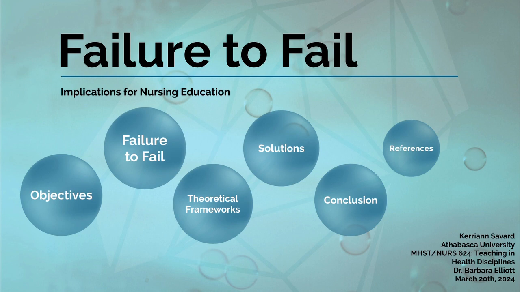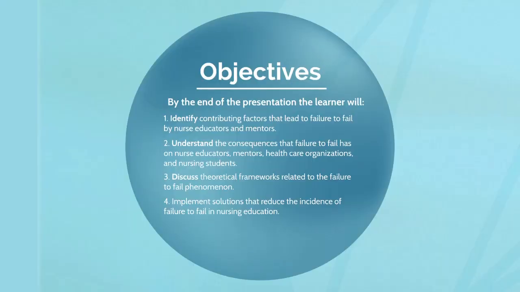To begin this presentation, we will first review the learning objectives. By the end of the presentation, the learner will identify contributing factors that lead to failure to fail by nurse educators and mentors, understand the consequences that failure to fail has on nurse educators, mentors, healthcare organizations, and nursing students, discuss theoretical frameworks related to the failure to fail phenomenon, and lastly, implement solutions that reduce the incidence of failure to fail in nursing education.